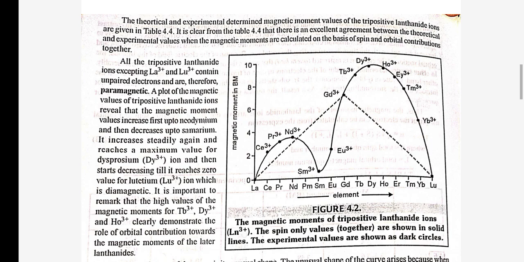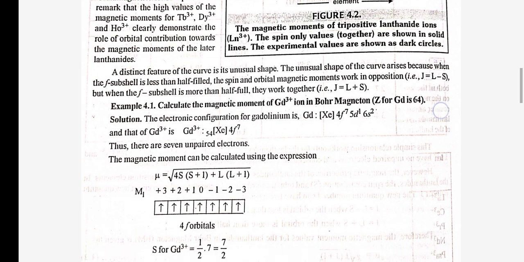It increases steadily again and reaches a maximum value for the dysprosium ion and then starts decreasing till it reaches zero value for the lutetium ion, which is diamagnetic. It is important to remark that the high values of the magnetic moment for Tb3+, Dy3+, and Ho3+ clearly demonstrate the role of the orbital contribution towards the magnetic moment of the later lanthanoids.